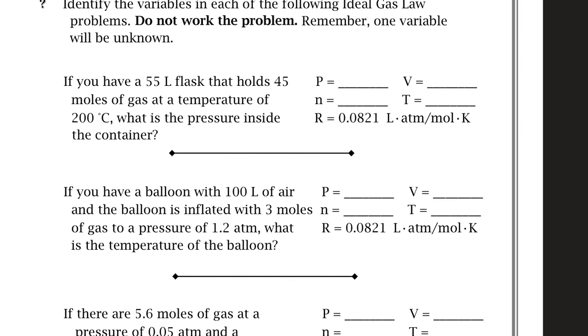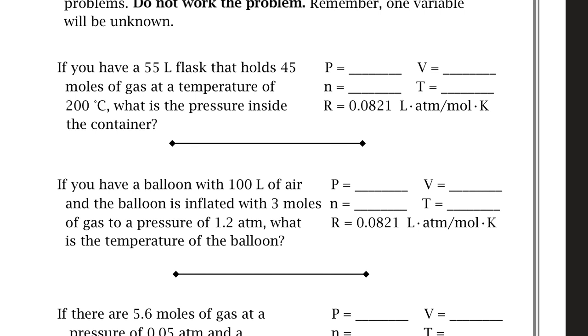So here, pulling out our variables for the problem makes it really easy because we don't have to figure out whether we've got a V1 and a V2. We're just looking and putting the variables where they go. So if you have a 55-liter flask, well, liter is a volume, so I can just write that in. It holds 45 moles of gas. Well, 45 moles would be N. With a temperature of 200 degrees Celsius.